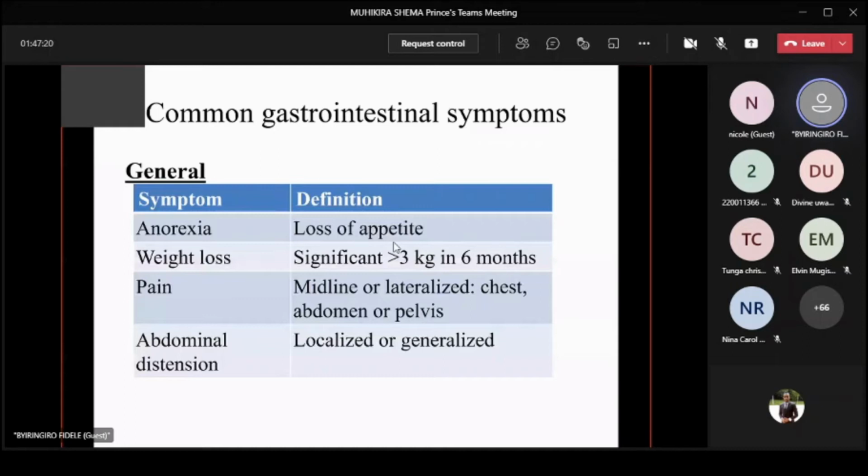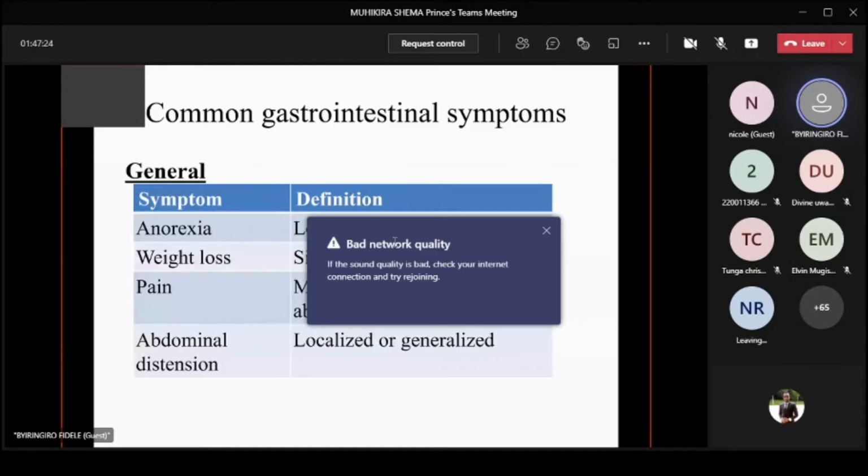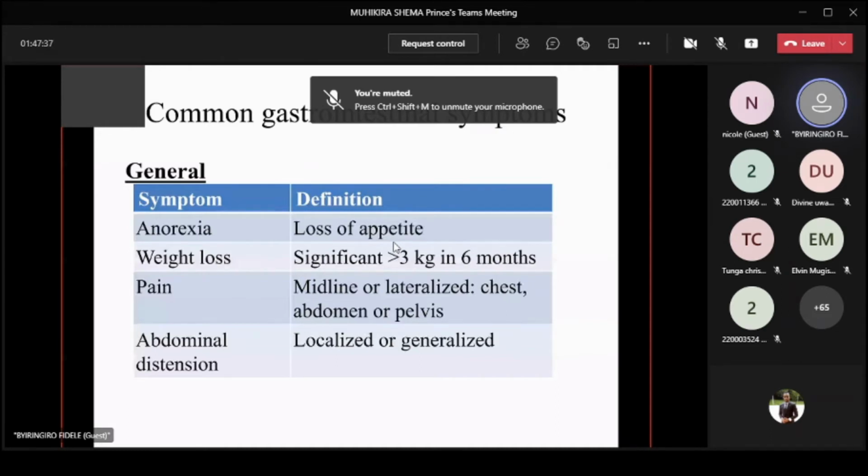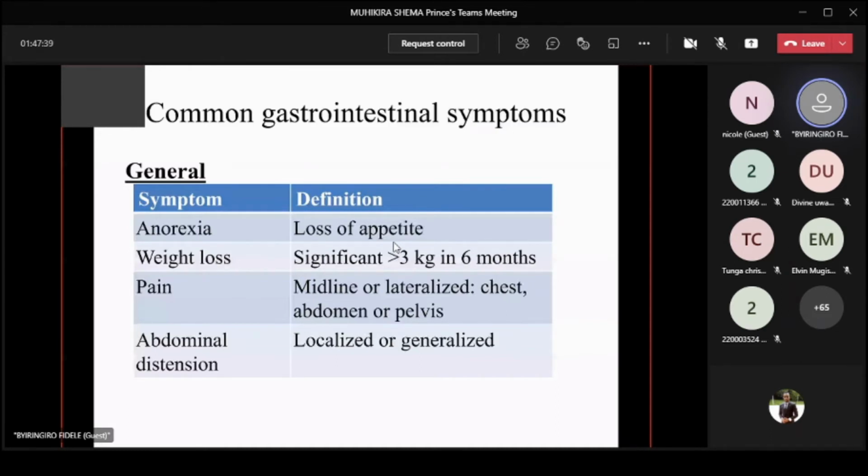Flatulence. Please, can you mute your microphones? Mute your microphones, please. So wind and flatulence, we have an excessive offensive gas. Bloating means tension. Hematochezia means rectal bleeding.